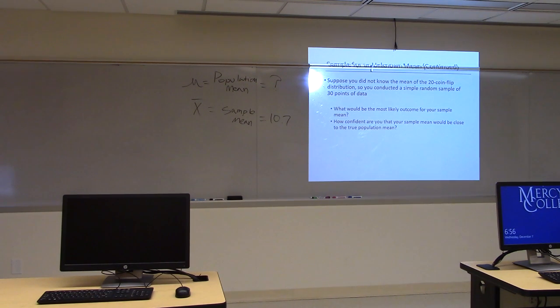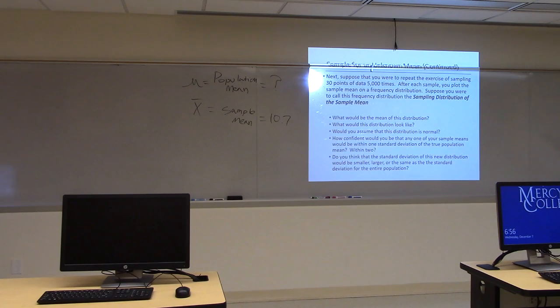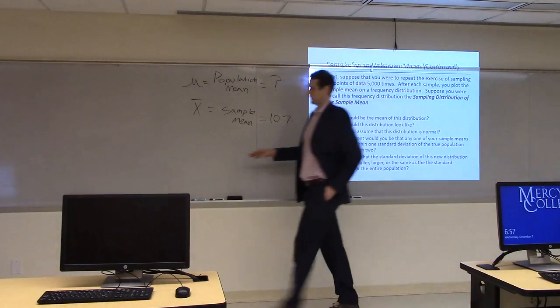In order to do that, we need to take another step. So let's do this experiment a different way, or rather do a different experiment. Let's suppose we were to repeat this exercise of sampling 30 points of data, say 5,000 times. We're going to take a simple random sample of 30 students, write the number, and then do it again. Take another simple random sample of 30 students, find the sample mean, note that number, and then do it again. We're going to do that whole thing 5,000 times, and we're going to graph it.